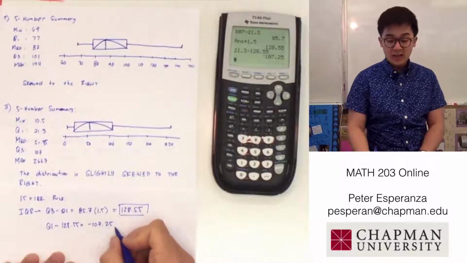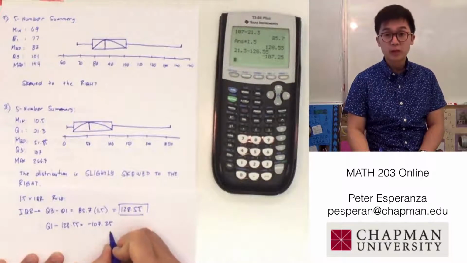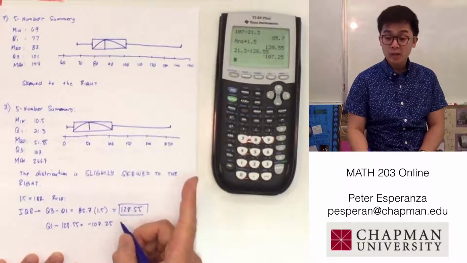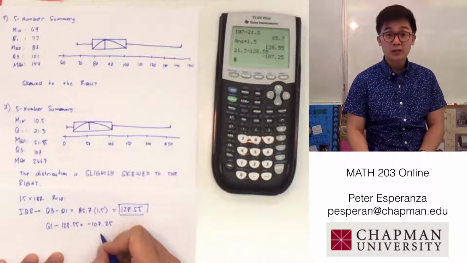And what it means is that any number that is lower than negative 107.25 will be considered to be an outlier. From the box plot that was generated from the TI-84, we have seen that there's no outlier to the left.